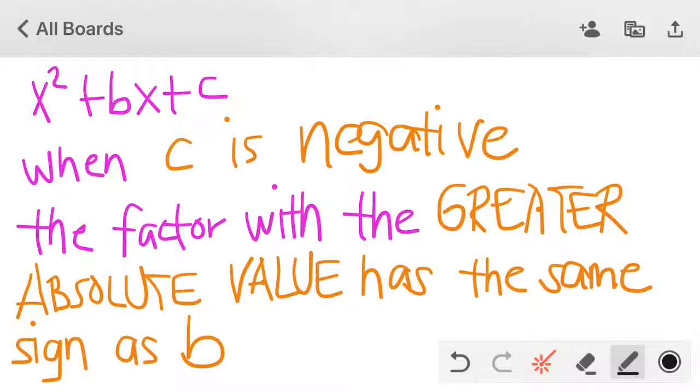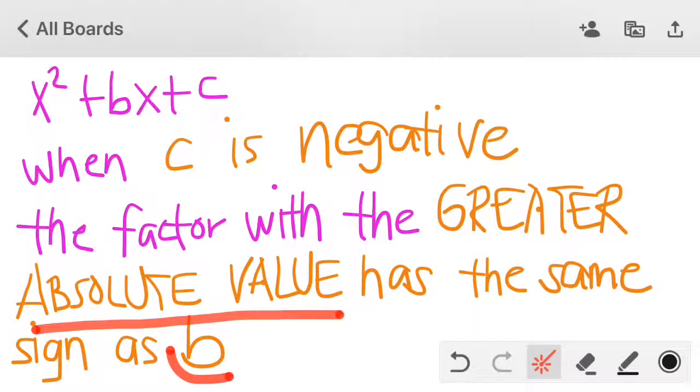Hello, welcome. In this video, we'll continue factoring with our trinomial x squared plus bx plus c, this time when c is a negative value. Take note, the factor with a greater absolute value always has the same sign as the b term. So let's take a look at an example that would show us what this means.